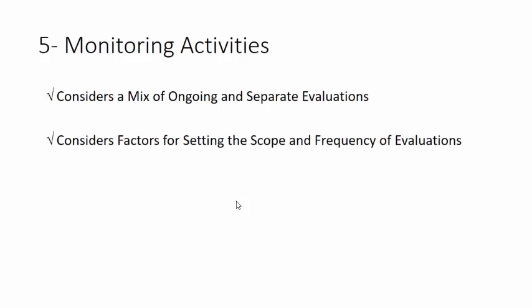We need to consider factors for setting the scope and the frequency of the evaluations. Consider changes that are occurring that affect the organization. What types of fraud risk may be new to the organization? Consider the operations that have changed, the environment of the organization, any compliance or reporting requirements that may have changed that could have a fraud risk tied to them.